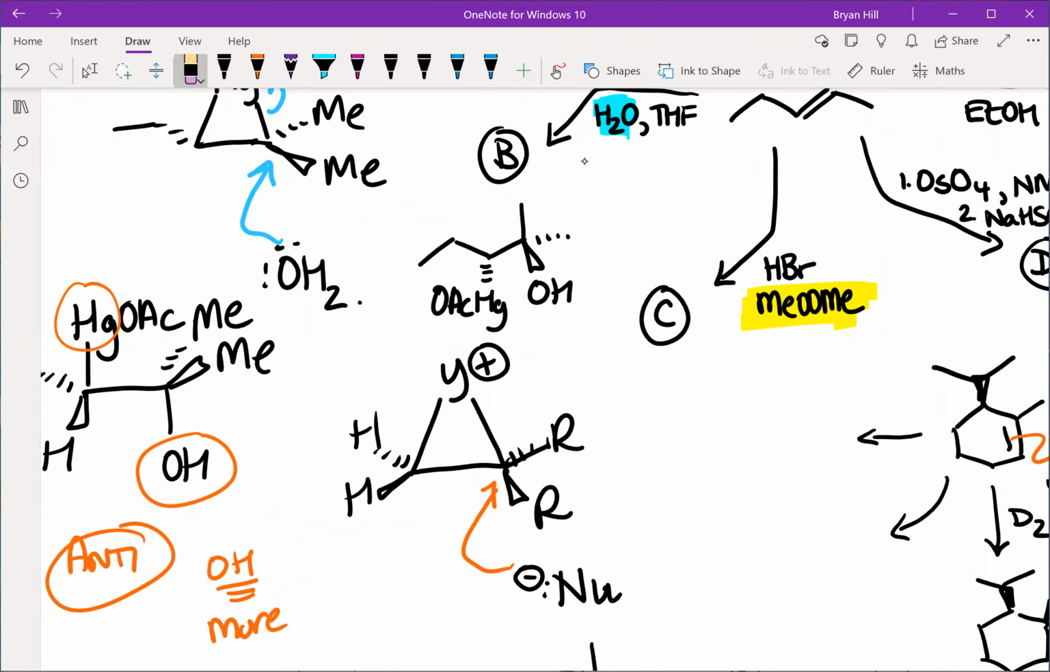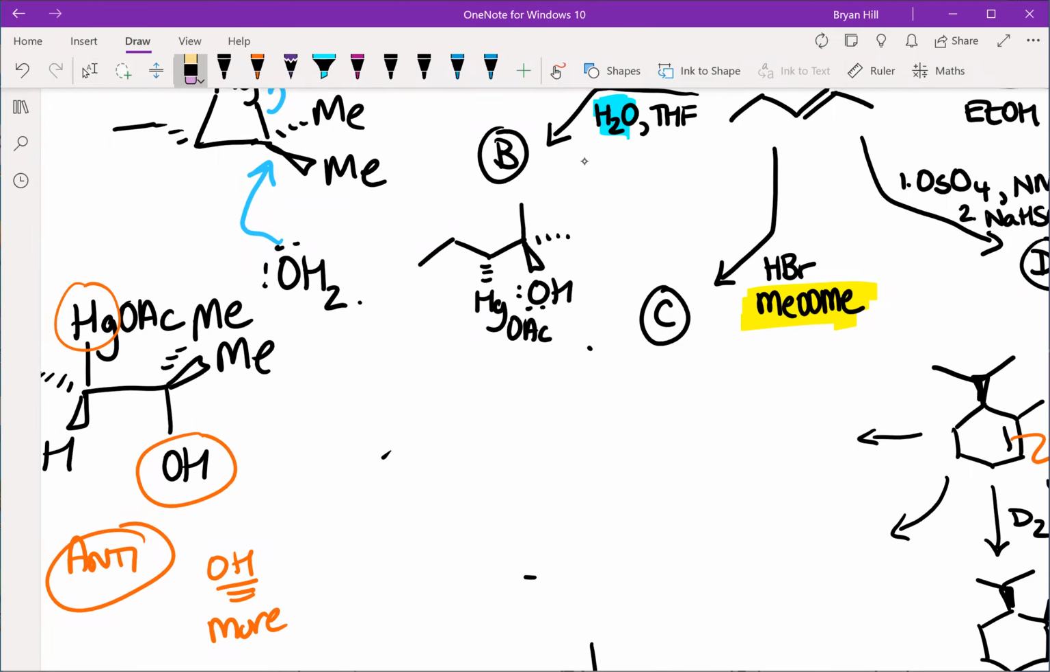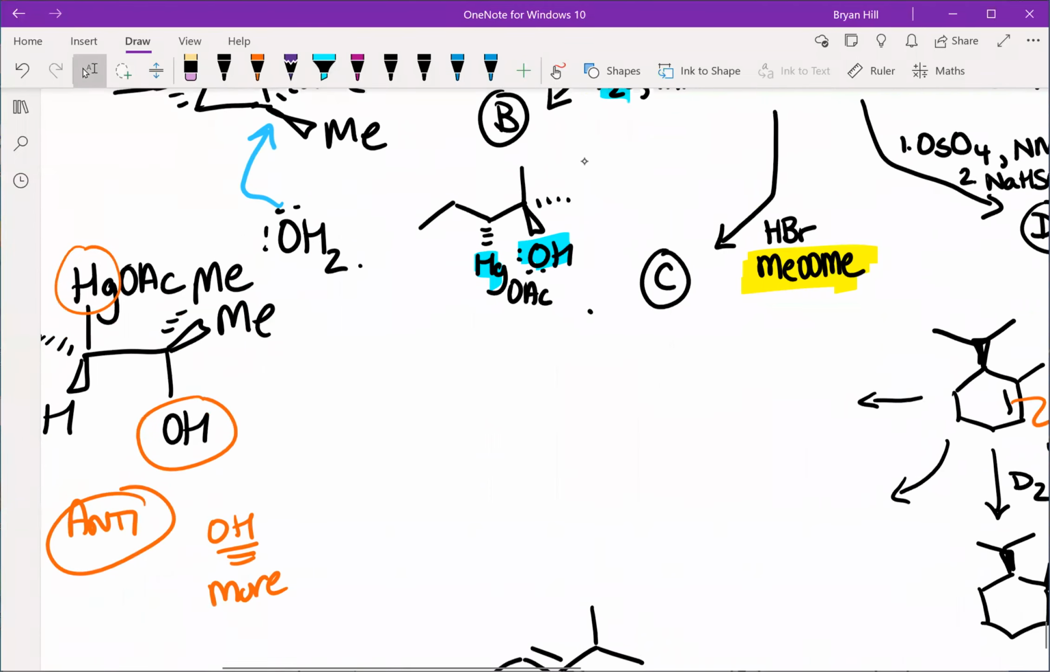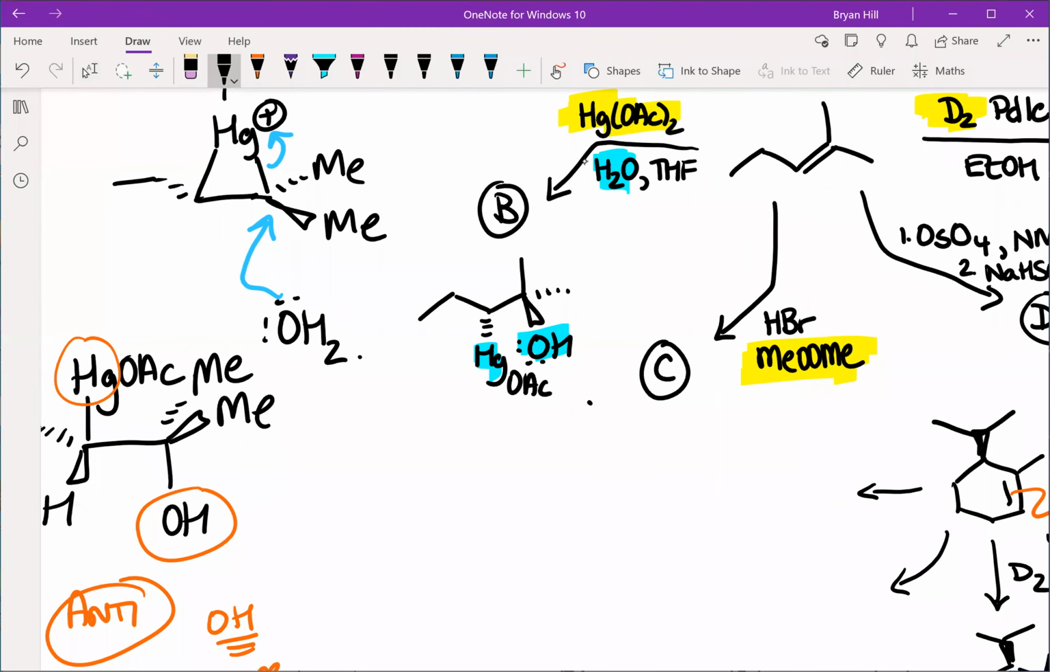I'll draw our mercury. I don't like that. Like that. It's going to be on the opposite side. So the key point is that these two groups are on opposite sides. So if you keep the perspective of your alkene the same, so if we had, someone's got a question.